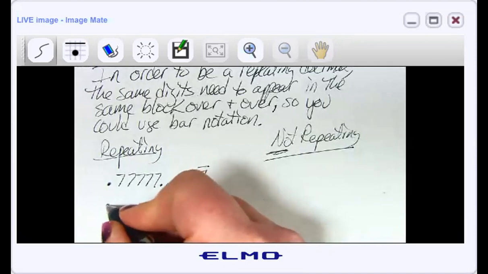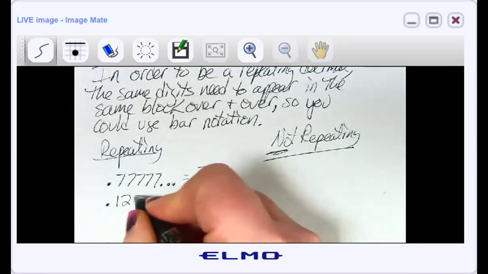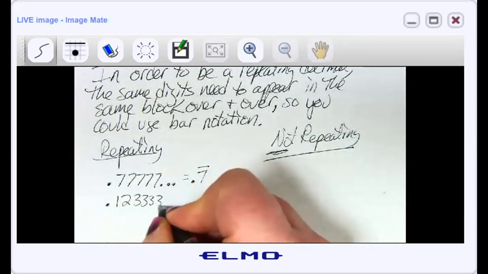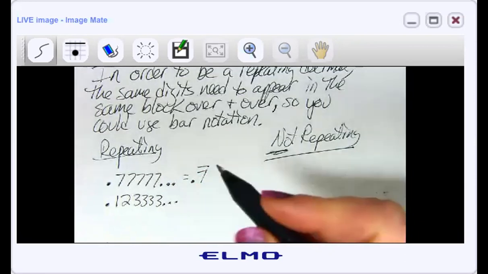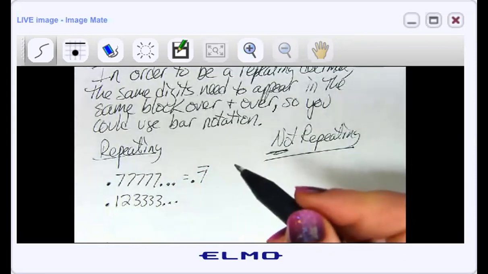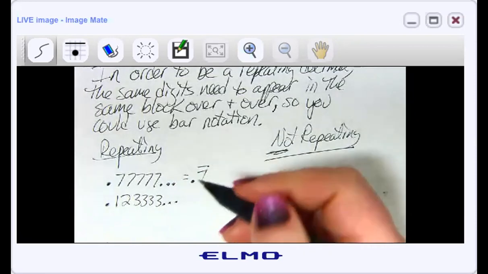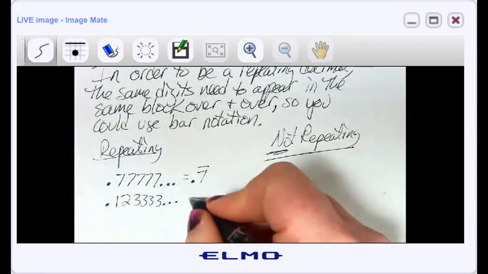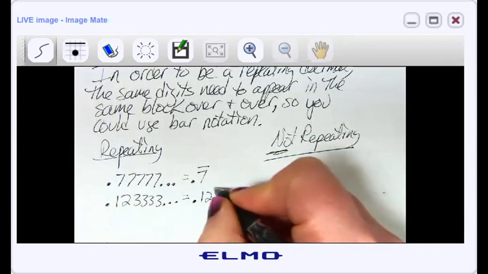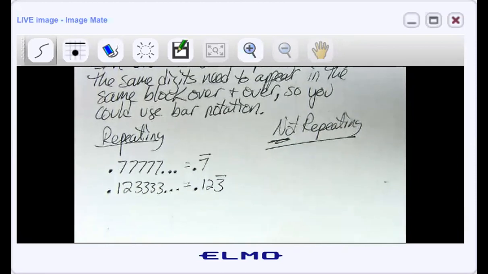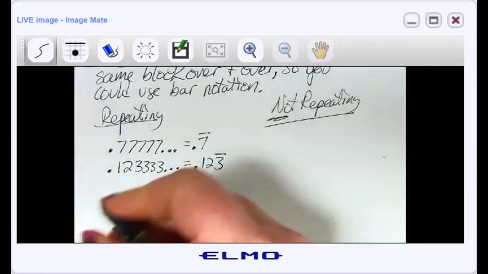Sometimes it doesn't start with the first digit. So sometimes you might say something like this. Here, it doesn't matter if it doesn't start with the very first digit, as long as it eventually falls into a never-ending pattern of the same number or block of numbers. So this I can write with bar notation. It would just be 0.123, and then I put the bar over the 3.